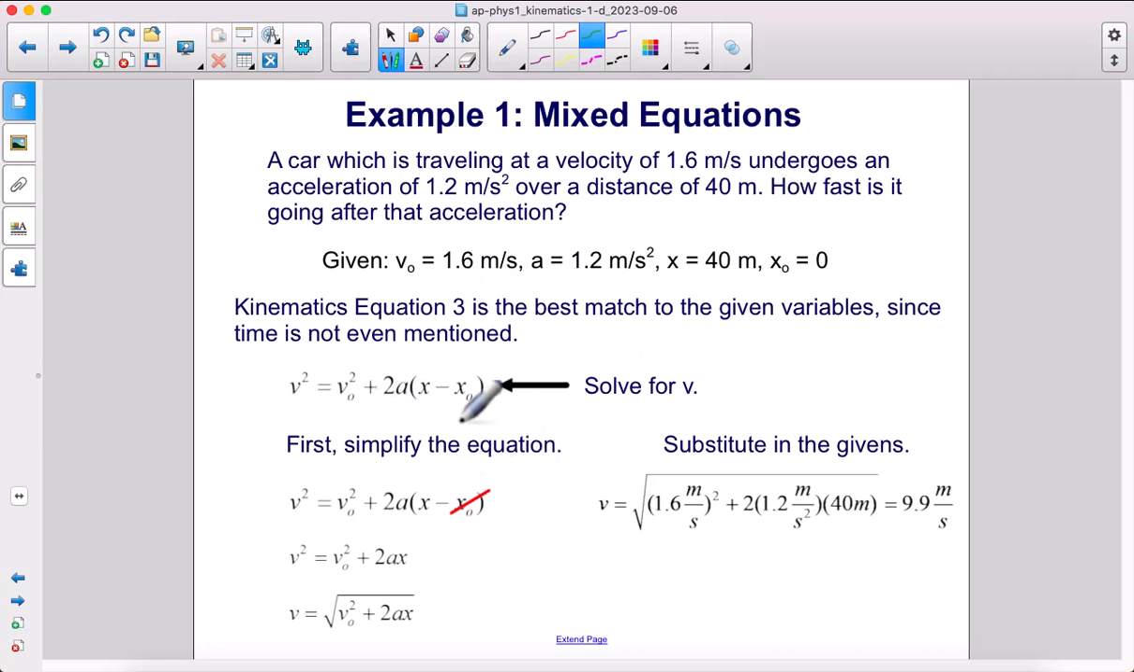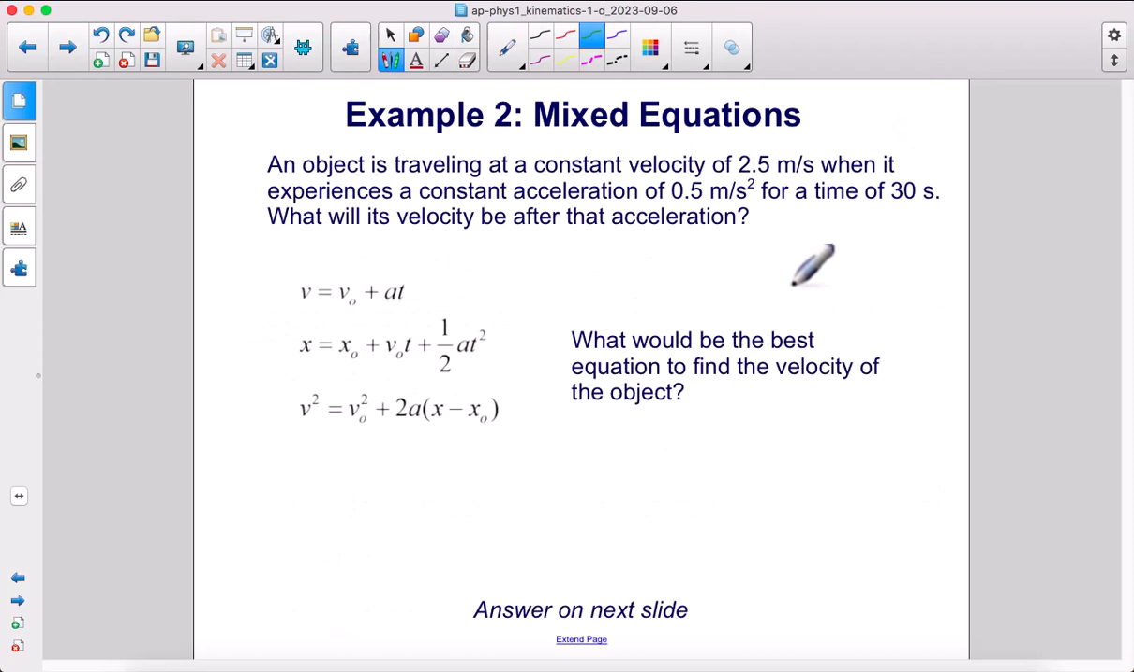First, simplify this equation. Our initial position is 0, so we can get rid of that term. But we do have an initial velocity here. So we're going to solve this equation for v, which means just taking the square root of both sides. Make sure you do not separate these terms. They are connected underneath the radical. Then we plug in our givens, take the square root of this, and we get 9.9 meters per second.